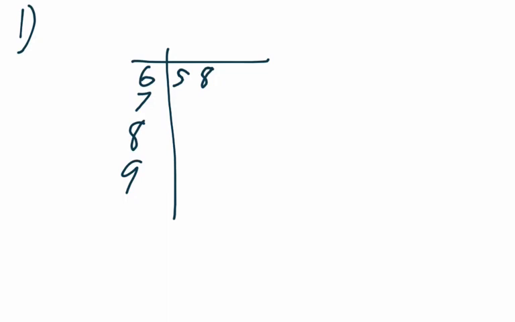Then we got 722, so I put a 2 here for rounding to 722. Then 734, so I write down a 3. 780 is the next one.